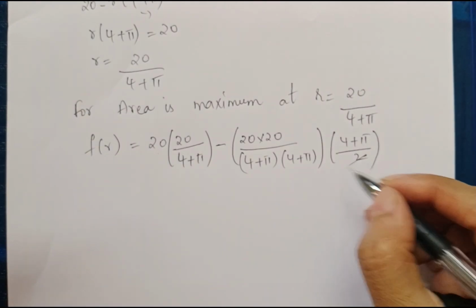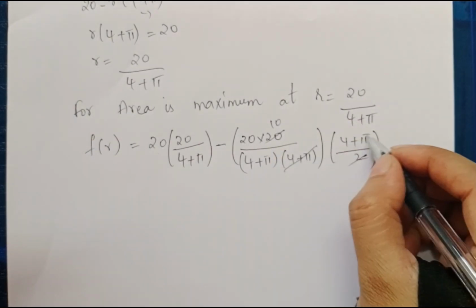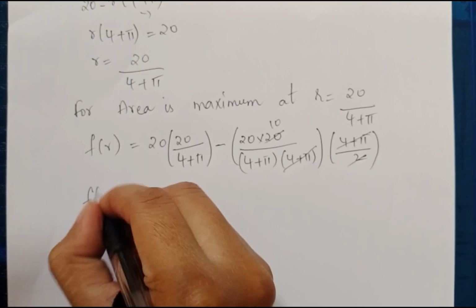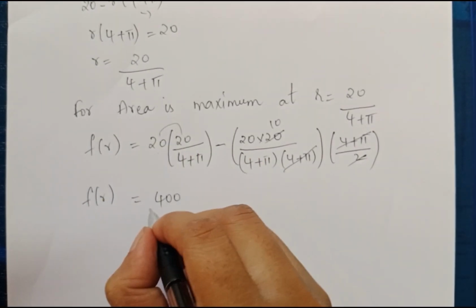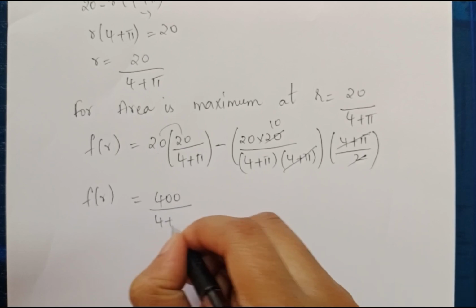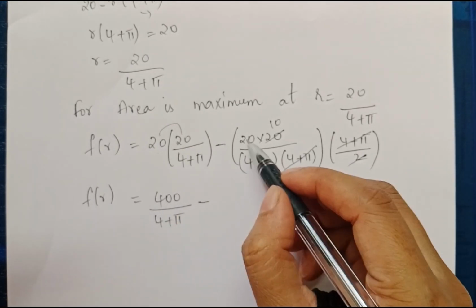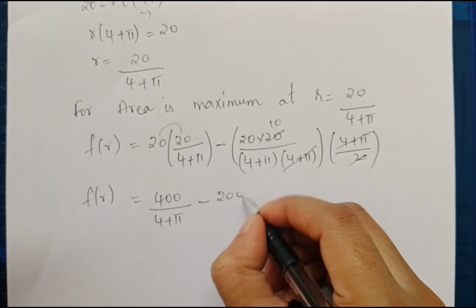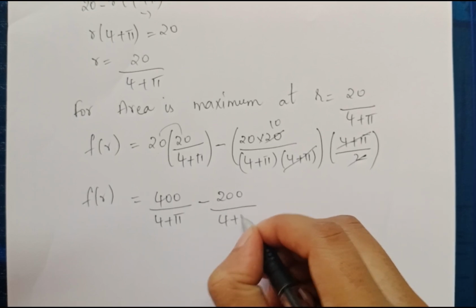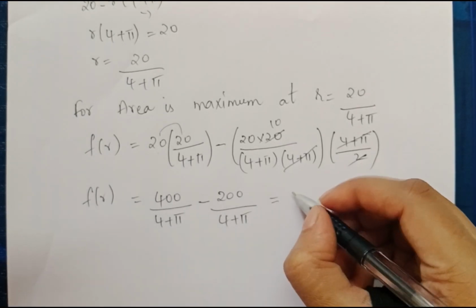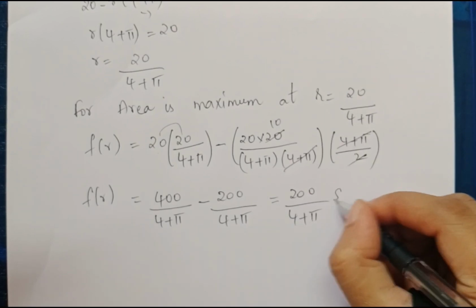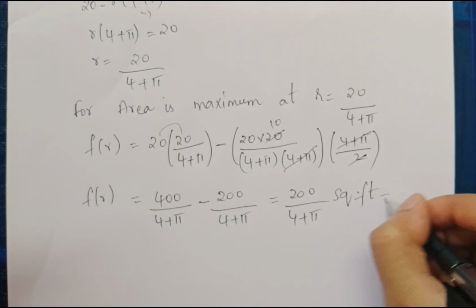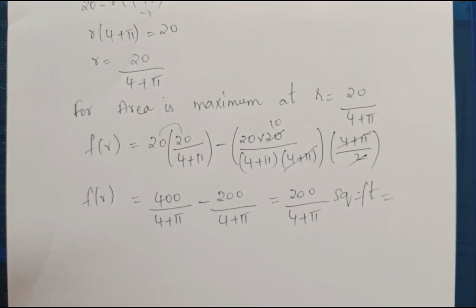So here 2 ones, 2 tens, one factor gets cancelled. So it is f of r is equal to 20 into 20 is 400 by 4 plus pi minus 20 into 10 is 200 by 4 plus pi. Subtracting it, we get 200 by 4 plus pi square feet is the maximum area.